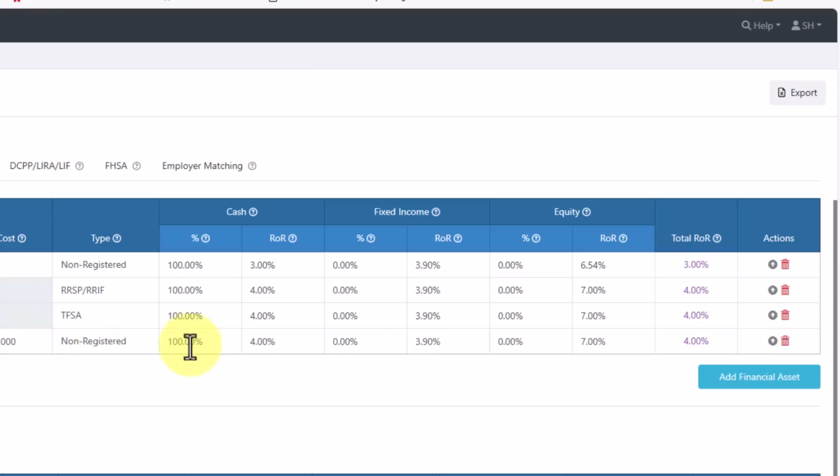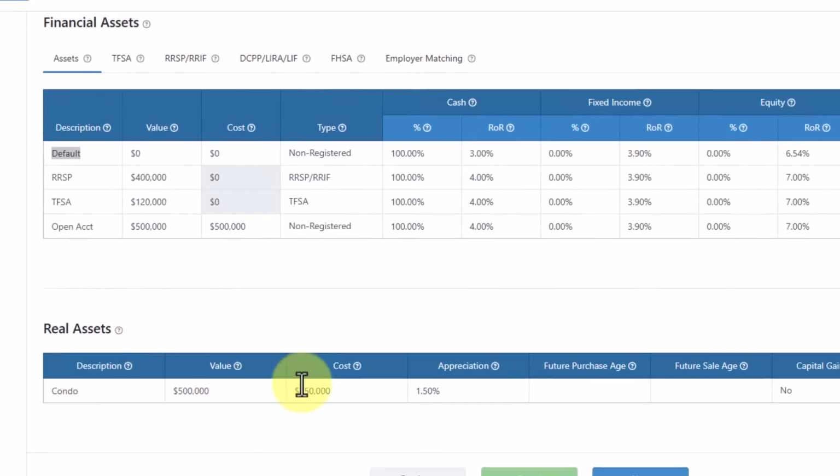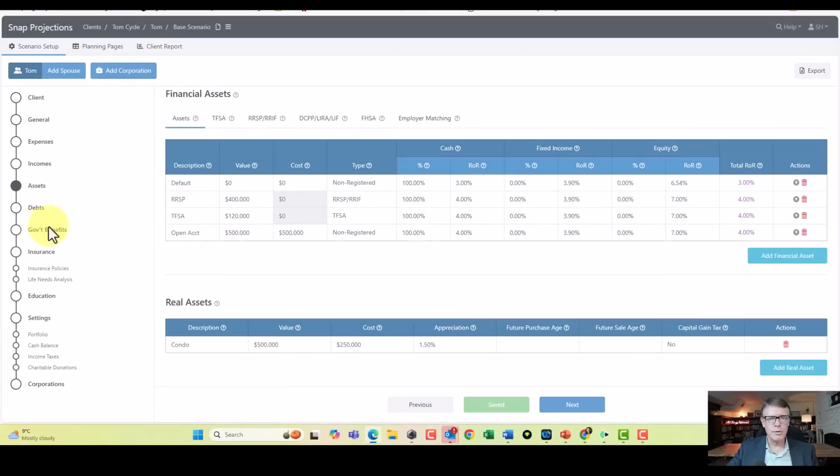Of course, his non-registered portfolio, all GICs, will be generating full interest income, which is not very tax effective, but he'll sleep at night. His condo is worth $500,000, and the cost base on the condo is $250,000. So let's leave that, and what I'd like to do now is go to the government benefits.